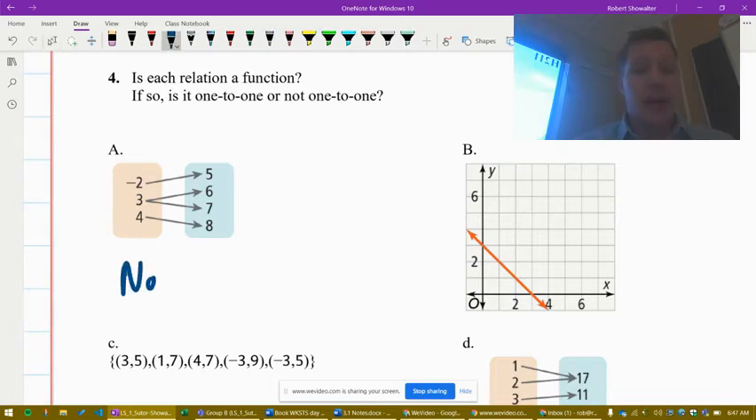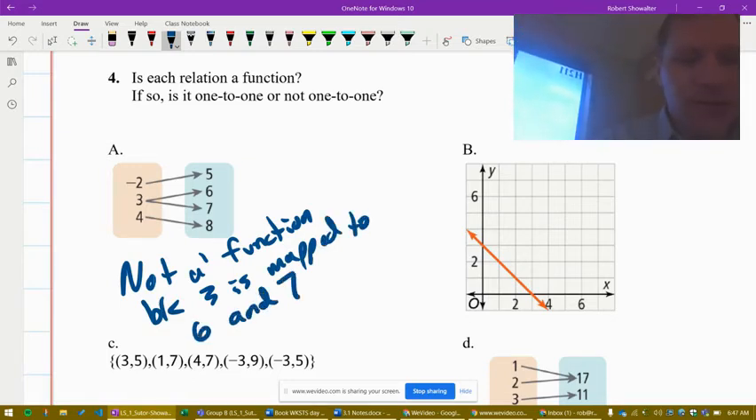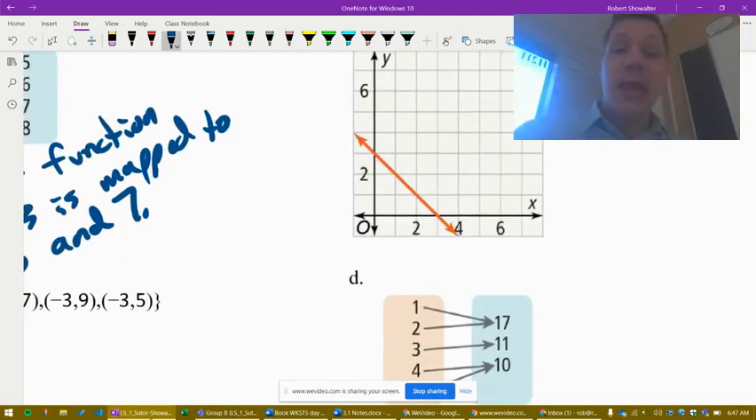So let's look at it. -2 is mapped to 5, that qualifies. 3 is mapped to 6, but 3 is also mapped to 7. That means it is not a function. We say it's not a function because 3 is mapped to 6 and 7. 3 is mapped to 2 different items, so it's not a function.